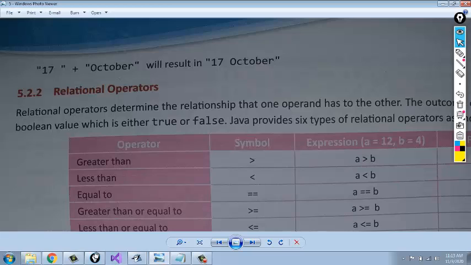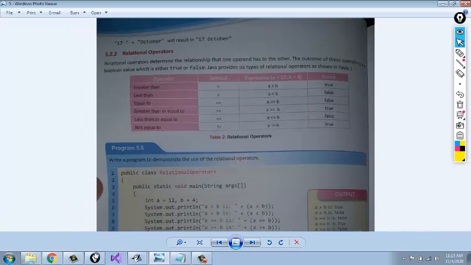One more example is given here. "17 " with a space, then the plus operator, then "October". You can see the difference between the two strings, "October" and "17 ". In "17 " there is a space, so the result will be "17 October". Have you got it? Then the next type of operator is the relational operator.